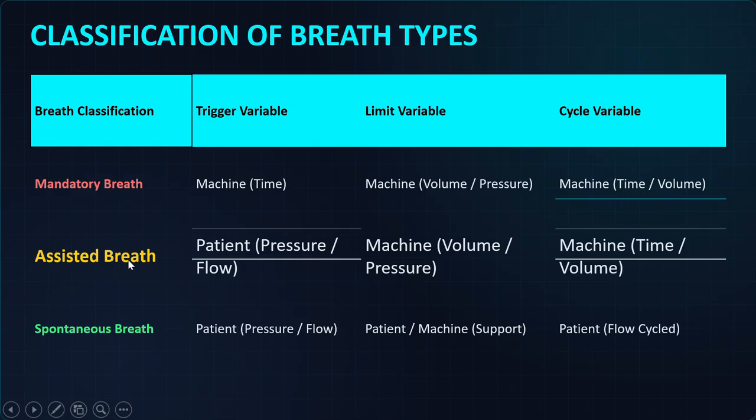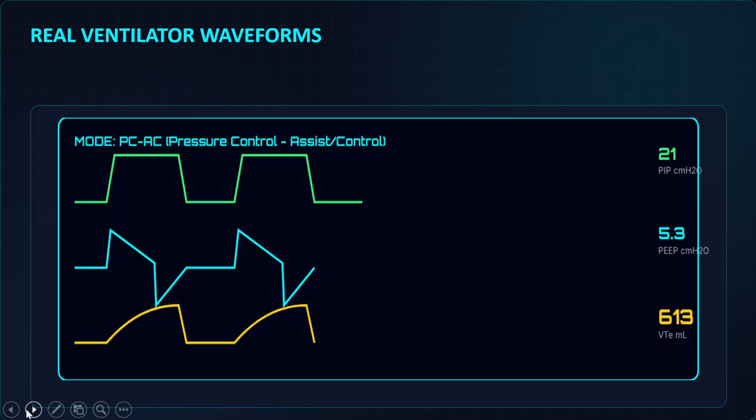In assist breath, the trigger is by the patient, who can initiate the breath, pressure or flow. Limit is still by machine, volume and pressure. Cycle is still by machine, time and volume. Spontaneous: trigger by patient, pressure or flow. Limit by patient, machine support. Patient flow cycled. This is the diagram, or flow chart, of curves in mechanical ventilation: pressure to time, flow to time, volume to time.